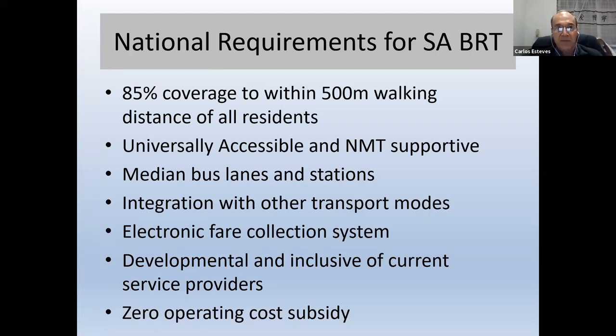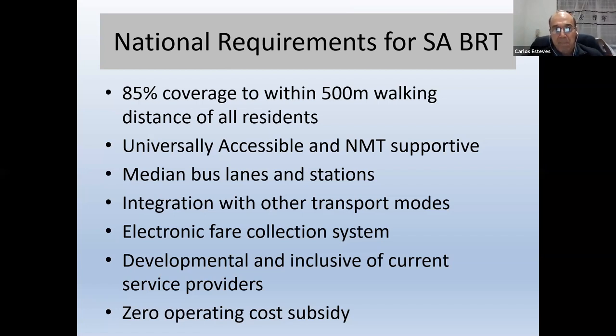The target must cover 85% of all residents in the city, in the metro, who must be within 500 meters walking distance to the BRT. It must be universally accessible, and it must be non-motorized transport supportive. In other words, it must have good sidewalks, support cycling to and from the stations, etc.